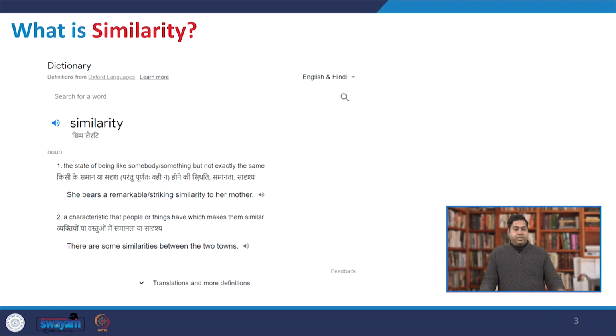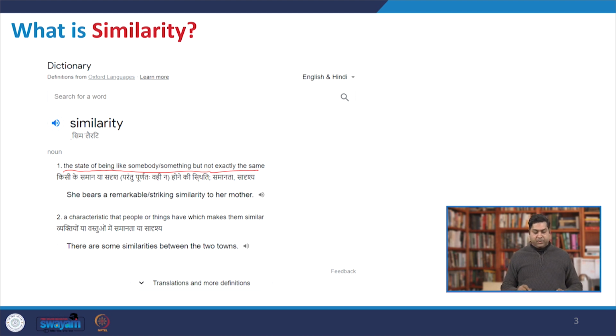Now first let us start with what is similarity. If we search it in Google, the first answer in the dictionary meaning is that it is the state of being like somebody or something but not exactly the same. If it is exactly the same, then it is called the same. But similar means it looks similar. Suppose something is written in active voice and I make it passive voice, but the overall statement remains the same, they are pretty similar.